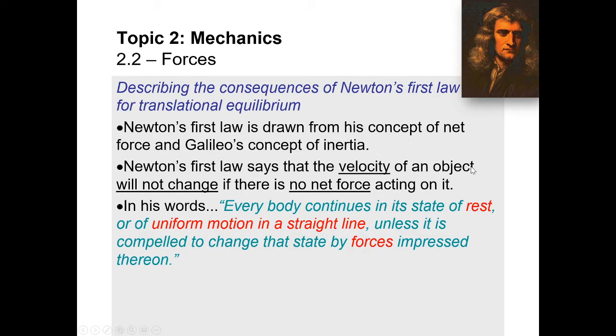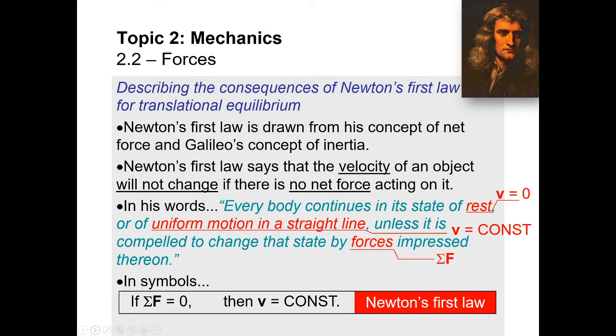But if there is an unbalanced force, in other words, if there is a net force, then the object will not maintain its current state of motion. It will change. And this is how his first law was stated. Every body continues in its state of rest, which is a velocity of zero, or of uniform motion in a straight line, which is a constant velocity, unless it is compelled to change that state by forces impressed thereon. And the forces, we're talking here about the sum of the forces. So sum of the forces or net force, those two words mean the same thing.